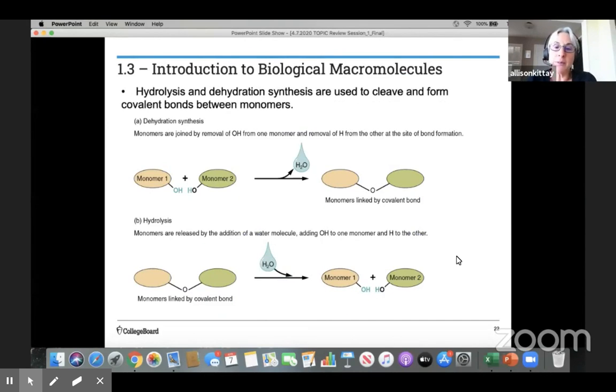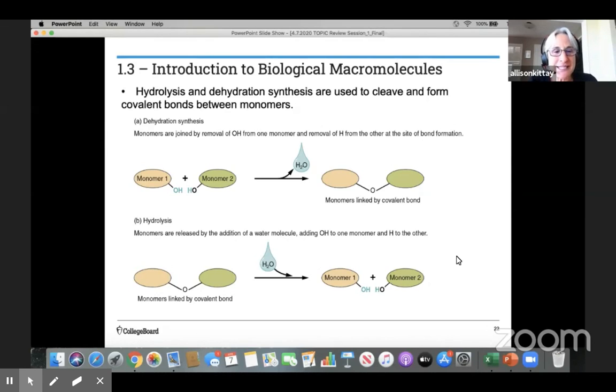So I want to talk a little bit about the two reactions that are really important in building and breaking down our macromolecules. And these two reactions are called hydrolysis and dehydration synthesis. And you probably, from those names, hydro and dehydration, understand that they have something to do with water. And you would be correct.